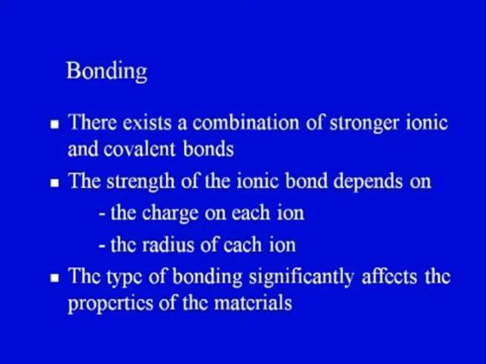The strength of the ionic bond depends upon the charge on each ion and the radius of each ion. These are the two important parameters that would dictate the strength of the ionic bond, and the type of bonding significantly affects the properties of the material. As I have already highlighted, the type of bonding would significantly affect the properties of the material.